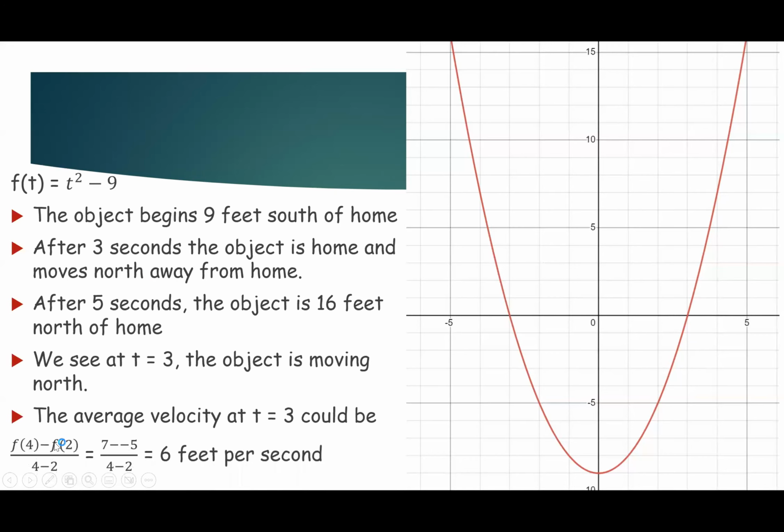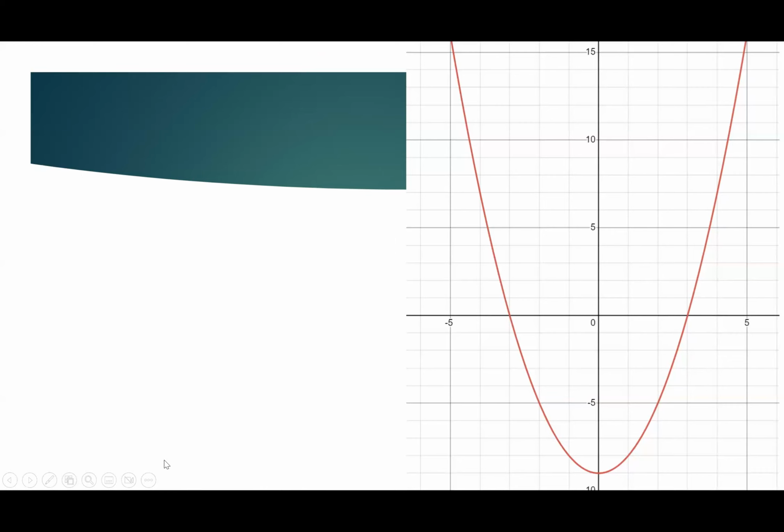So it would be f of 4 minus f of 2 over 4 minus 2, which is 7 minus negative 5 over 4 minus 2. 7 minus negative 5 is 12, 4 minus 2 is 2, 12 divided by 2 equals 6, so it's 6 feet per second.